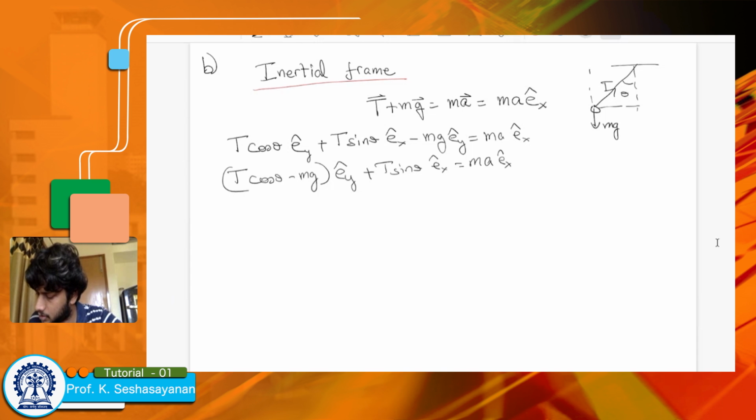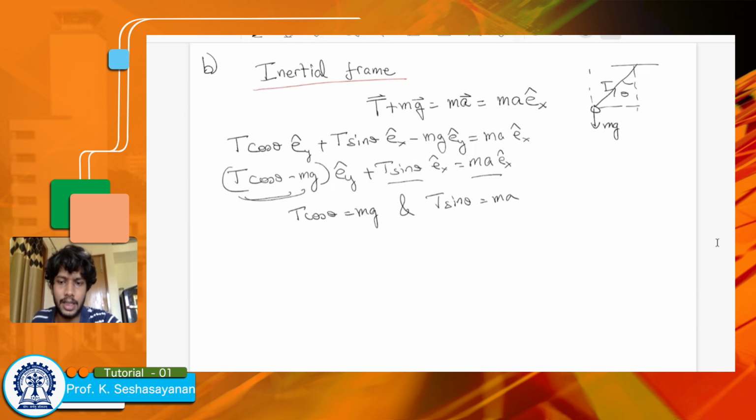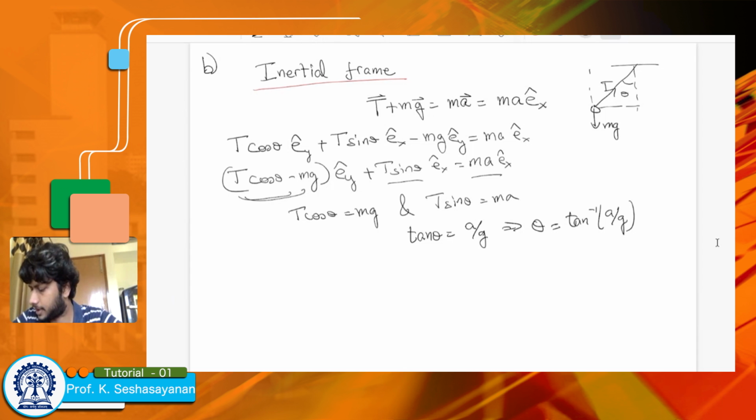So from this we can equate these two terms. We can take each component and put it to be 0. So we get T cos theta equal to mg, and we get T sin theta equal to mass times acceleration. So by dividing these two equations, what we get is that tan theta is equal to a over g, which means theta equals tan inverse of a over g. So by knowing the acceleration of the train, one can find theta, or vice versa. By knowing the angle theta, one can also determine the acceleration of the train. So this is the inertial frame.